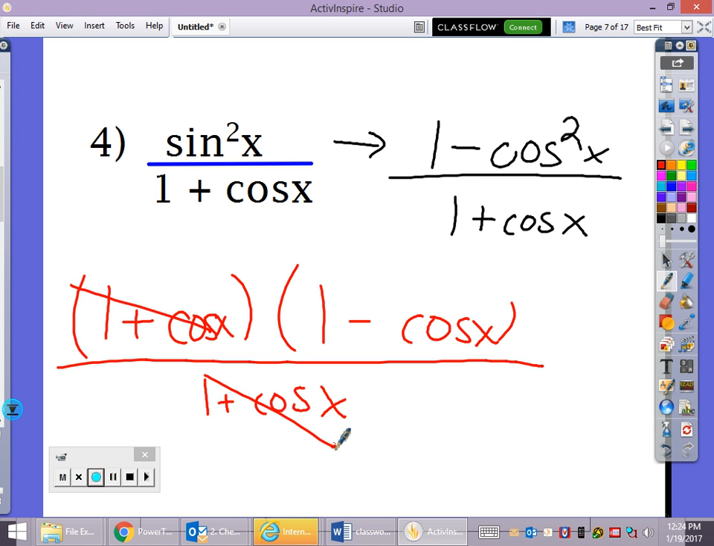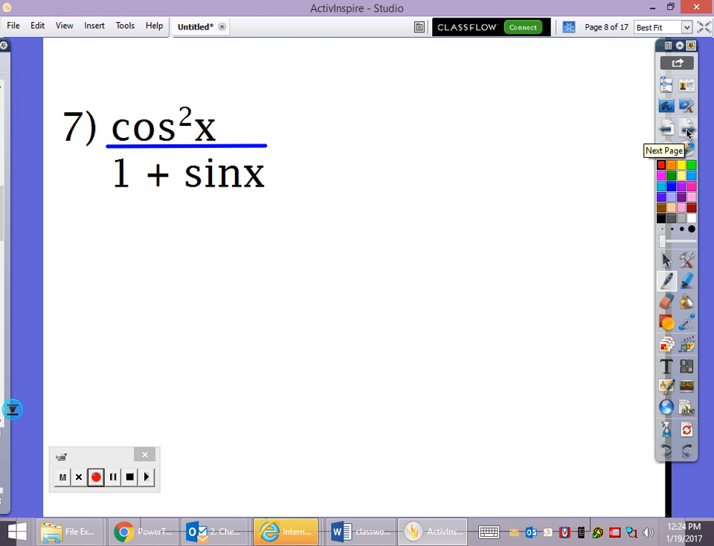Cancel, cancel. So my final answer is 1 minus cosine x. Okay? So I want you to either check your work, redo it, or try it if you did it from yesterday. Okay? Number 7. Look at number 7 and try now.